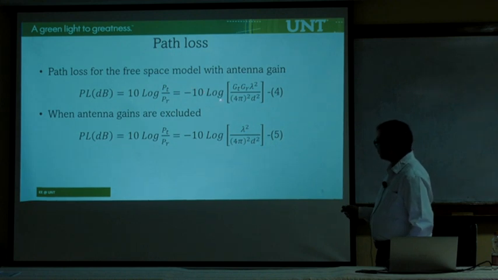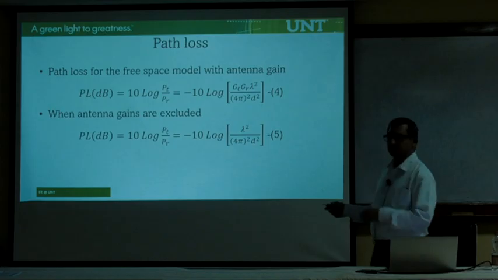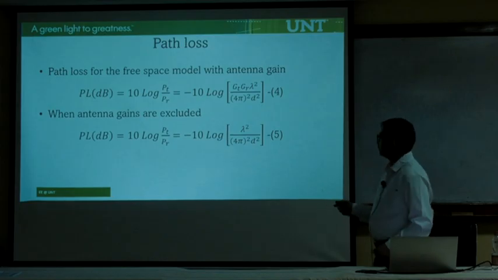And that's actually 10 log GT times GR lambda square over 4 pi square D square. So this is coming from the previous slide. If you set antenna gain equal to 1, then it's much more simplified.